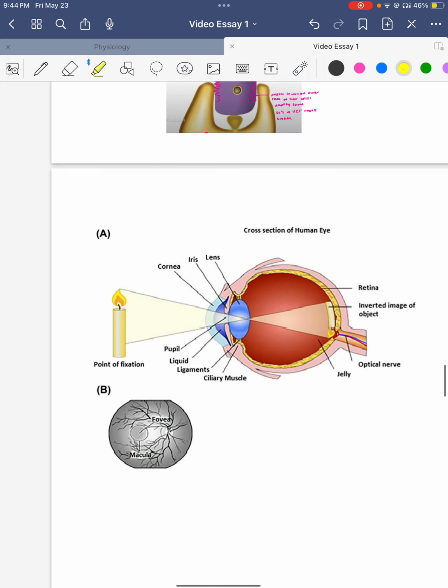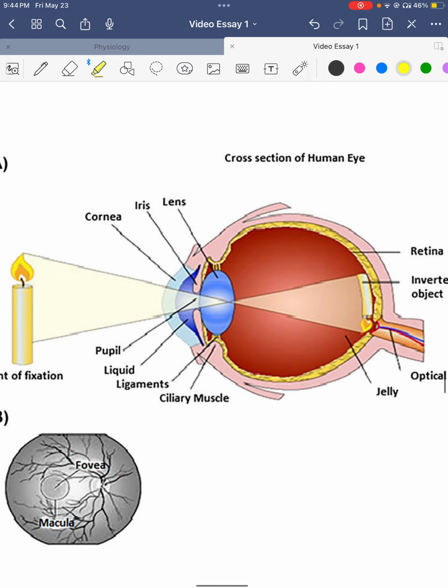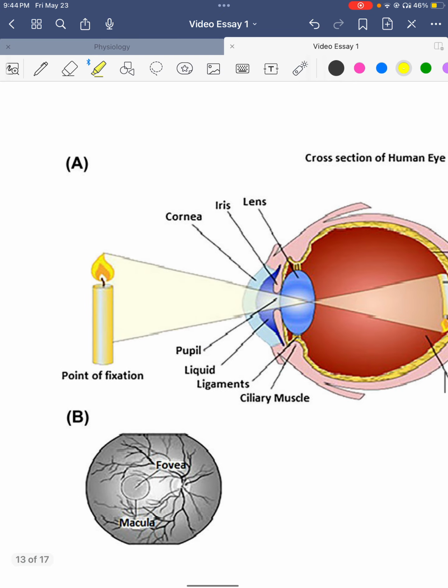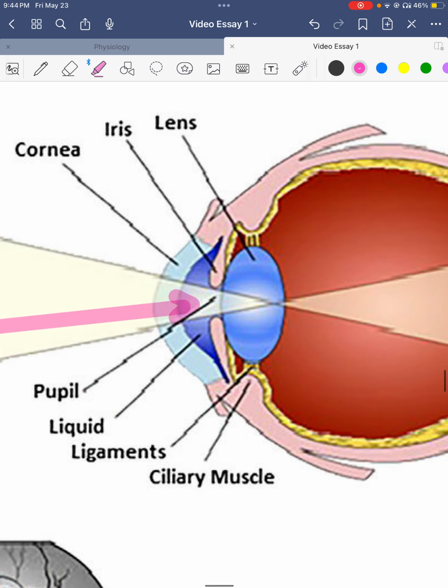Moving on to the eye, we're going to discuss how our eyes focus light to form clear images. So, light first passes through the cornea, which begins the focusing process. It then travels through the aqueous humor over to the lens. The lens's shape is adjusted by the ciliary muscles and suspensory ligaments.